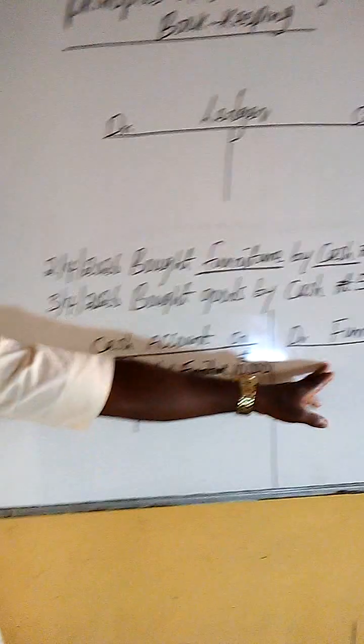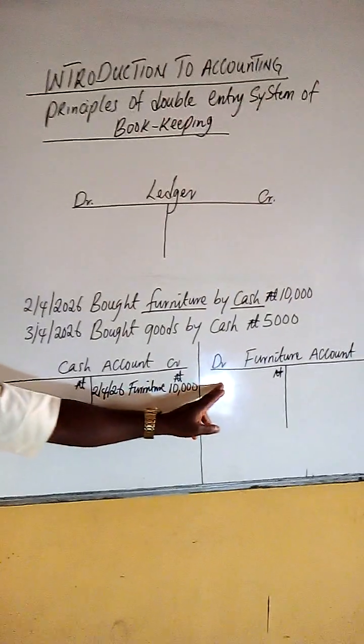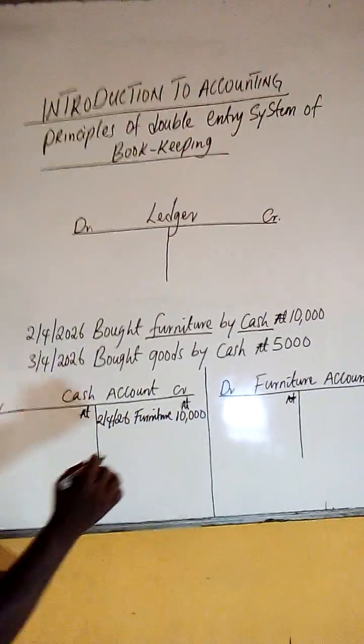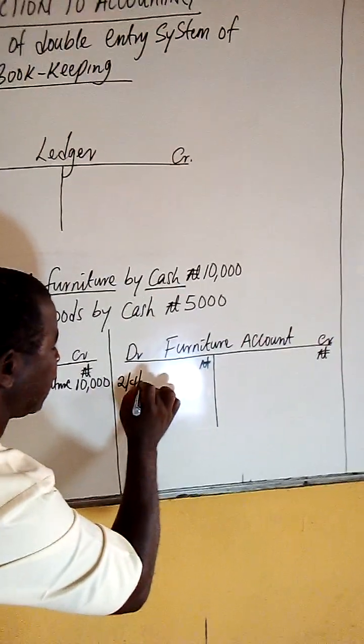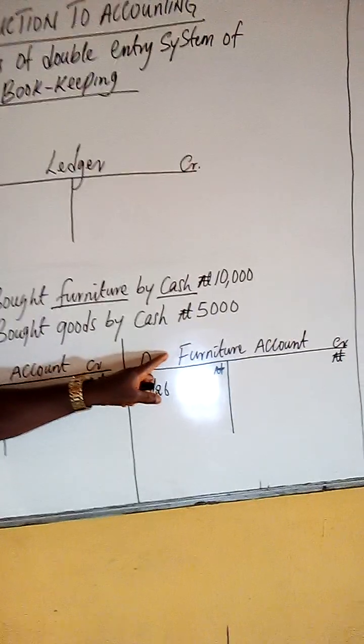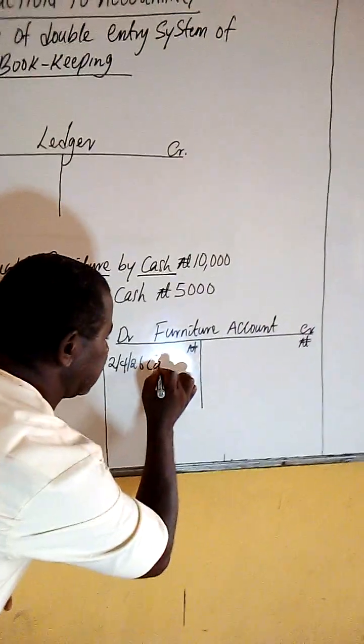They will now go to furniture. Furniture is a receiver account. And in this case, furniture will be debited based on the fundamental principle of double entry. And here you come and say, on the same date, which is on the 2nd of April 26, furniture as a receiver account is receiving from cash, which is a giver account.